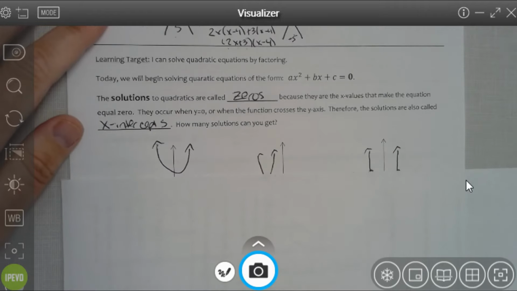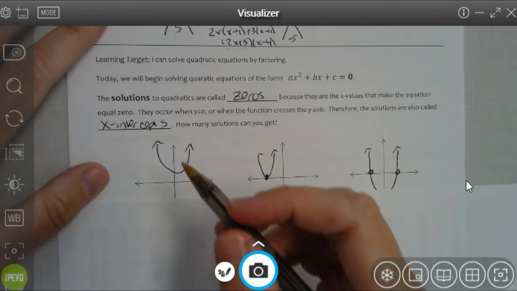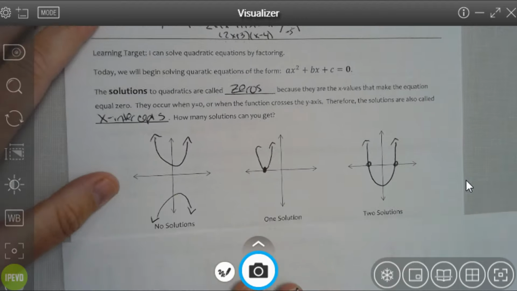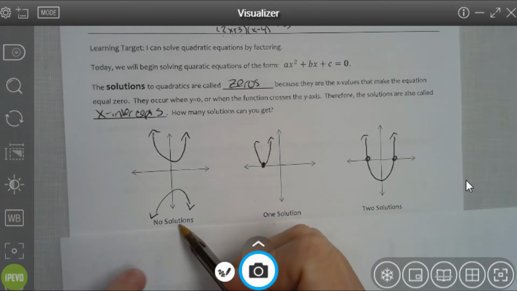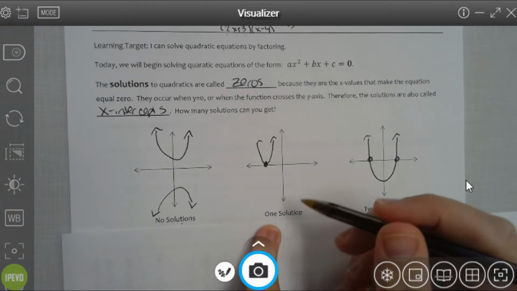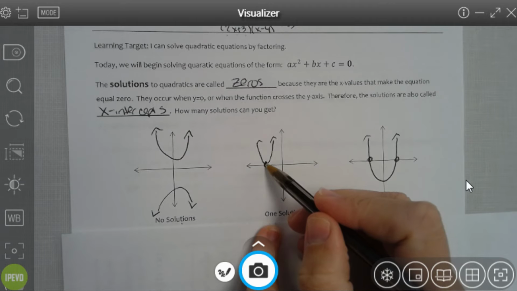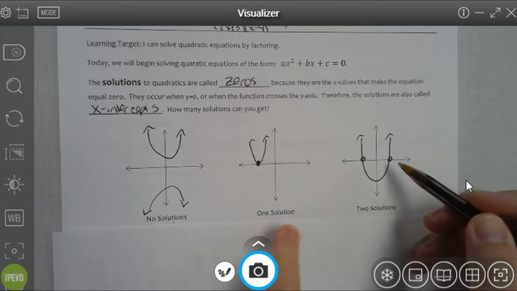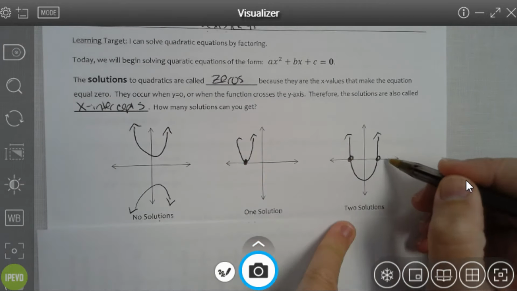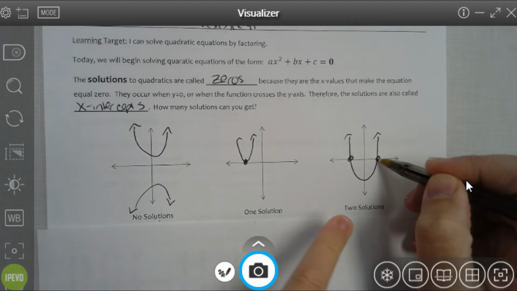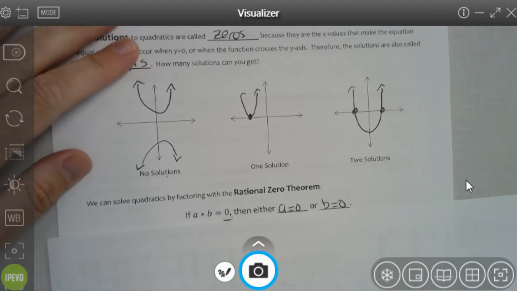There are 3 different cases you can get. You could have one where it doesn't hit the axis. It could go up or it could go down. That's a no solution. Then one solution is that your vertex sits on the axis, like this picture right here. And then the last case is when they actually hit twice. So that's what 2 solutions looks like.